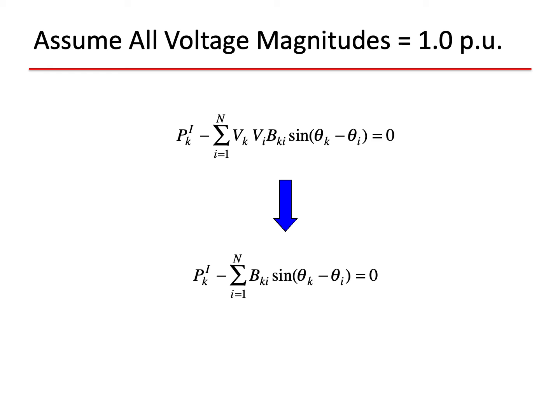The next approximation is to assume that we do such a good job managing reactive power that all the voltage magnitudes are equal to 1.0 per unit. This approximation goes hand in hand with the approximation of neglecting the reactive power effect in the network. Now, if we assume Vk and Vi are equal to 1 for every bus in the network, we can omit those terms in the equation, and we are left with Pk minus the sum from i equals 1 to n of Bki sine (theta k minus theta i) must be equal to 0.